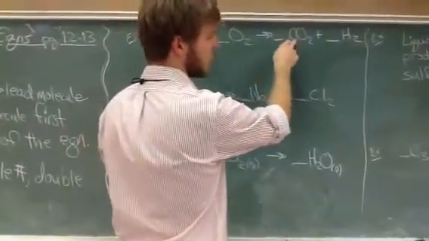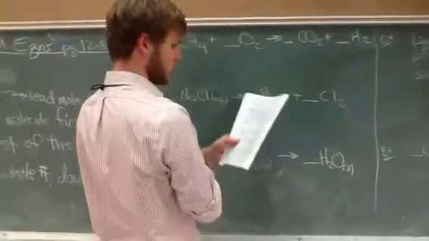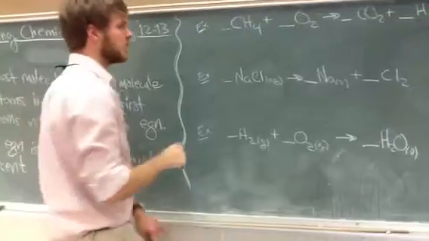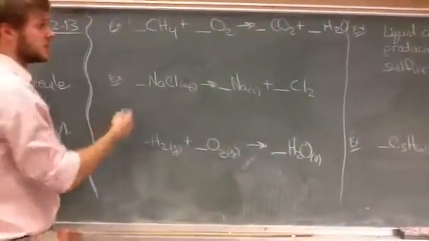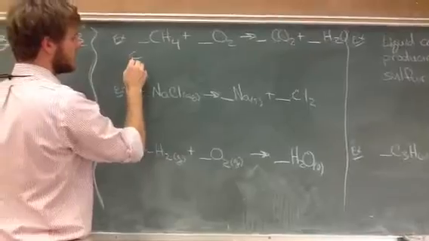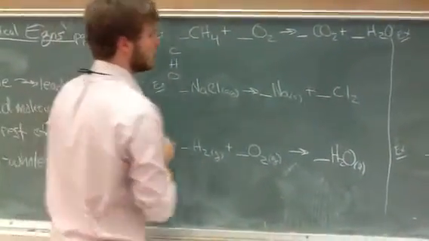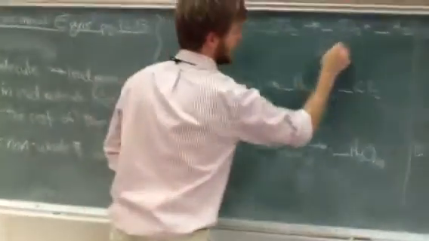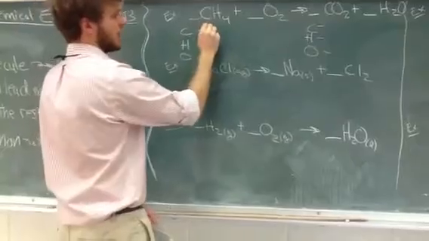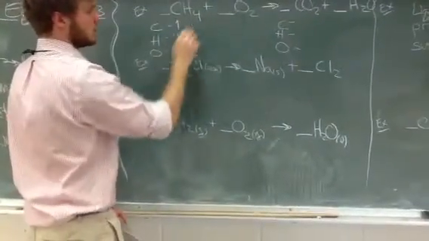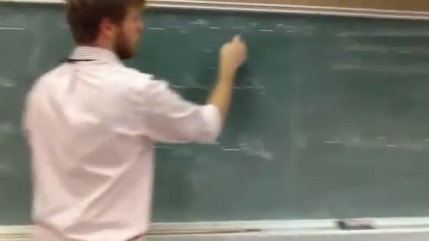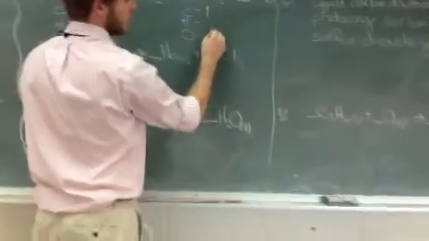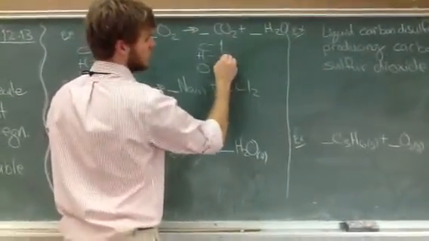Methane and oxygen make carbon dioxide and H2, and this should be H2O. I'm going to do the same steps and write down all my species. So I've got C, H, and O; C, H, O; and C, H, O. Notice I always write them in the same order. Then I count how many I have in each. I've got 1 carbon, 4 hydrogen, 2 oxygen. Then 1 carbon, 2 oxygen here and a third oxygen there, and 2 hydrogen.